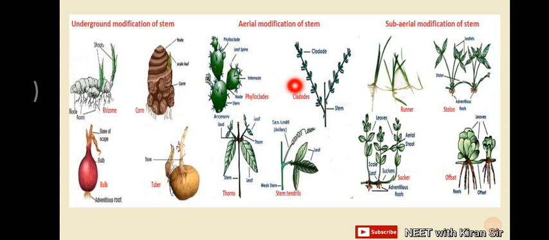Second one, the cladode. In case of cladode, it is much more similar to the phylloclade, where in case of phylloclade, the whole stem will undergo modification. But in case of cladode, only the lateral branches will modify into a flat leaf-like structure. So you can observe these modified leaves, they are called cladodes. So cladode and phylloclade are the stem modifications meant for photosynthesis.